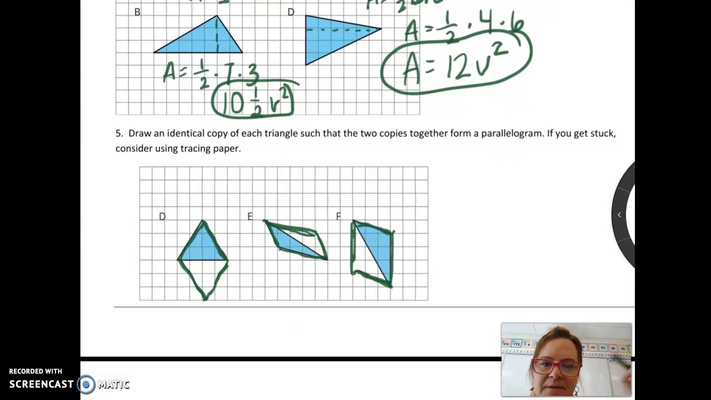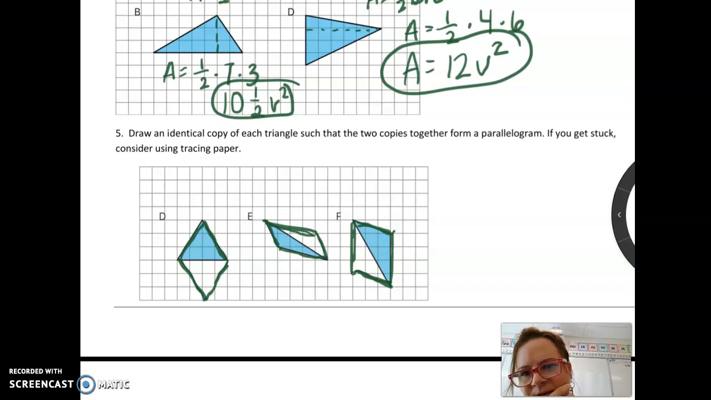Alright, number 5, last turn already. Draw an identical copy of each triangle. This was hard for me, so I actually put some tracing paper in the crates near your desks so that you could work on these problems. There's so many different ways that you could build these.